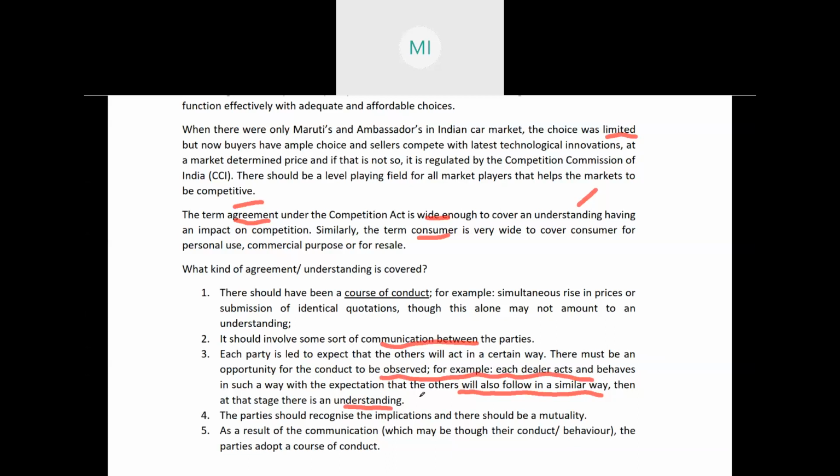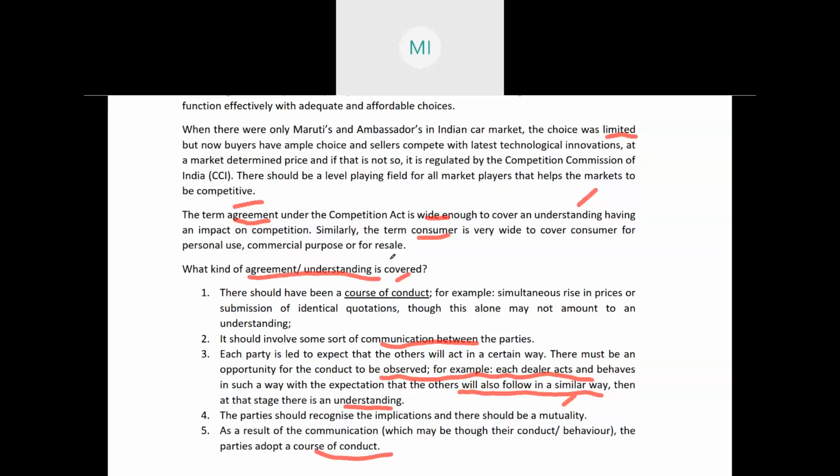If they plan it in such a way and keep increasing the prices, that is what we call a course of conduct, by which, with a common understanding between all the parties, the prices have gone up. The parties should recognize the implication and there should be a mutuality. As a result of this communication or conduct or behavior, the parties adopt the course of conduct. So in all these situations, if it is satisfied, that is when we call that an agreement or understanding under the Competition Act.